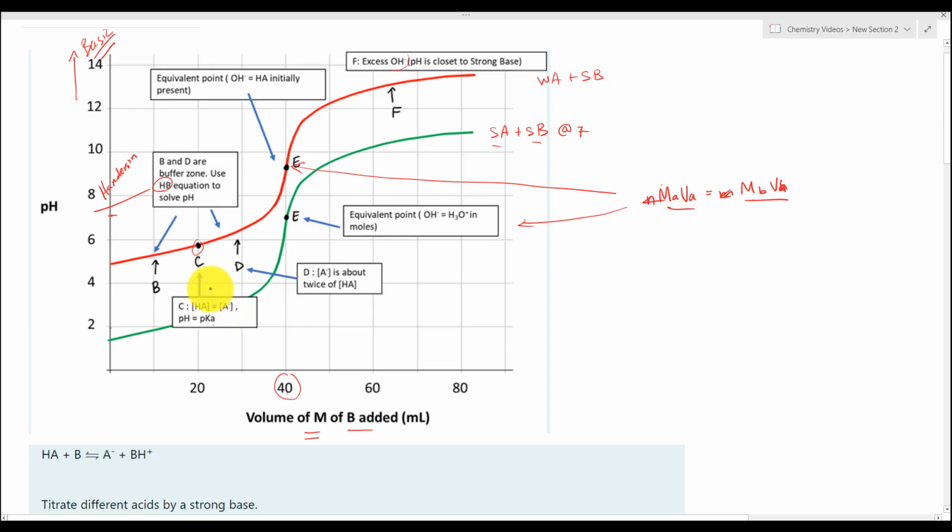They ask you this question all the time. They're going to put it in a multiple choice. They're going to ask you about the concentration and the pH in terms of pKa. And again, the same thing at the equivalence point: you have the base in terms of OH equal to the number of moles of acid.